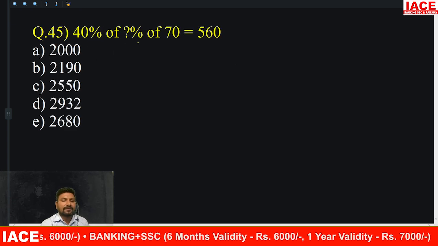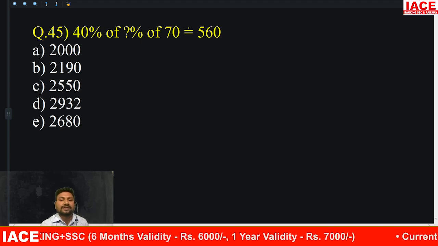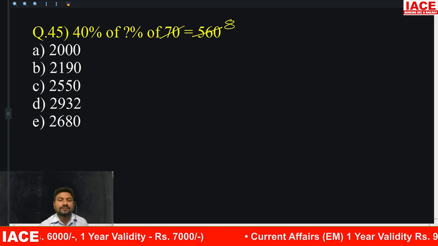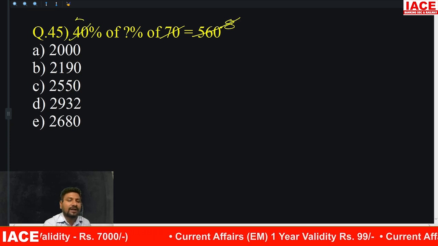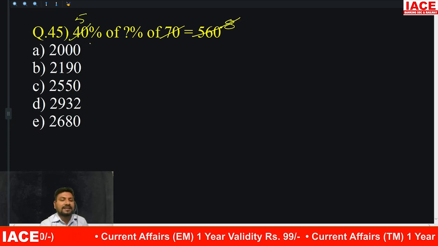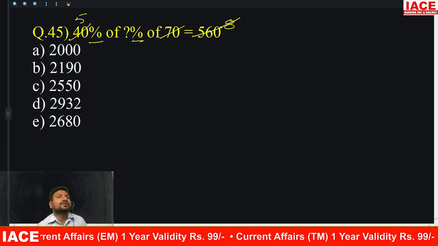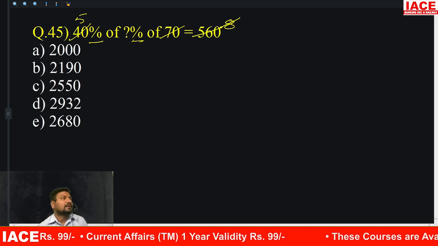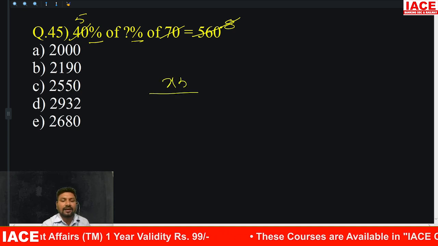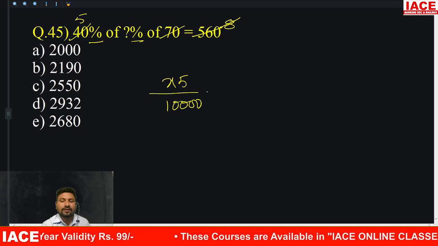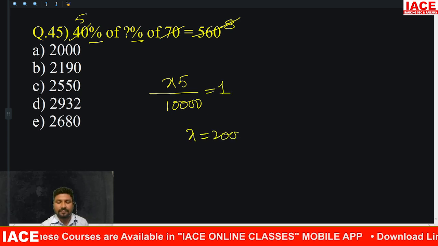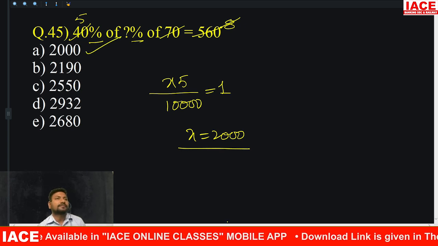40 percentage of x percentage of 70 equal to 560. 70 to 560, how many times? 8 times. Okay. 8 to 40, how many times? 5 times. Percentage means how many zeros will be generated? 1000 or 10,000? 10,000. X by 5 into 10,000 equal to 1. What is the answer? 2000. Then option A.